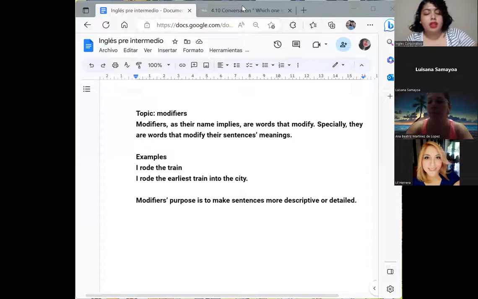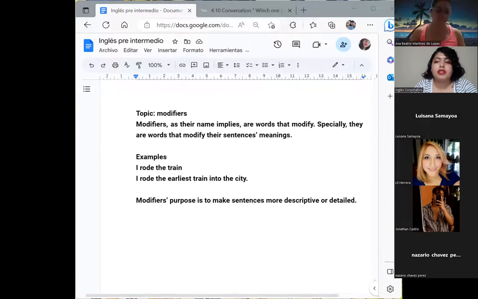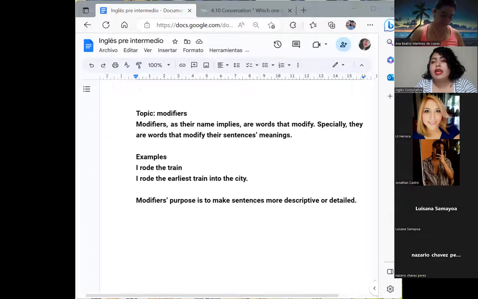So, in this case, we have this information. We were talking about the modifiers and what are the modifiers. And in this case, we said that they modify the statements or the sentences, and they have a new meaning to that part. And also we have that the purpose of the modifiers is to make the sentence more descriptive or detailed. And also we were talking about that the modifiers are used to gain the interest of the people in which we're talking about.